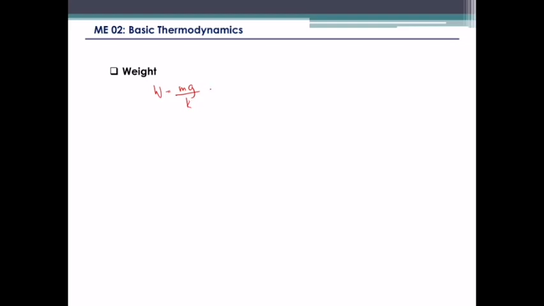Our unit for weight, so say for example our mass is in kilograms. So in SI, our gravitational acceleration is in meter per second squared. So what is this quantity now? Kilogram meter per second squared, that is the unit newton. So our unit for weight is newton. So weight is a force, right? So if you draw a free body diagram, a weight is always directed downward.